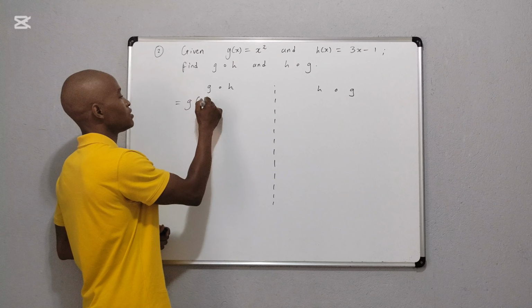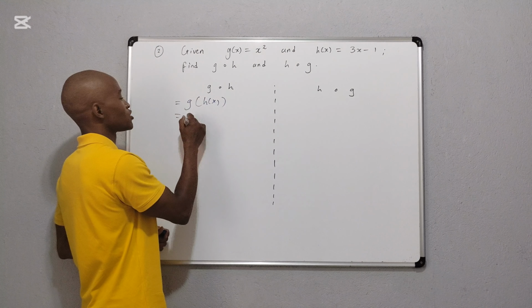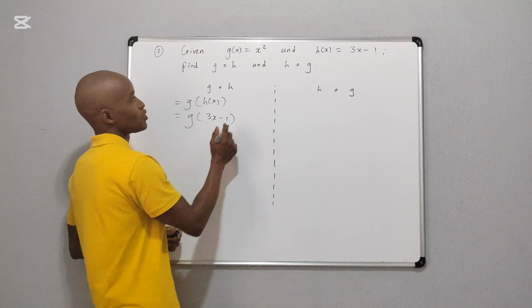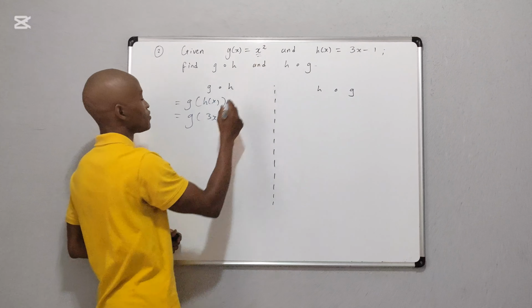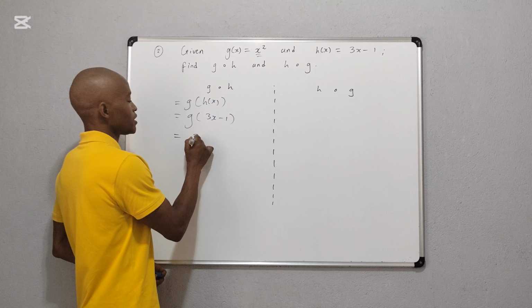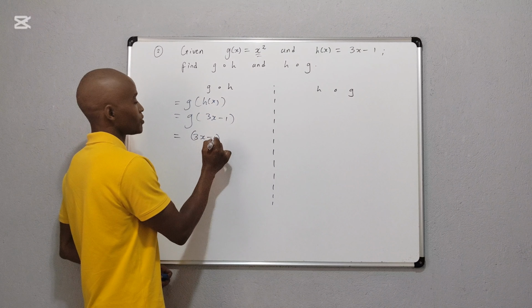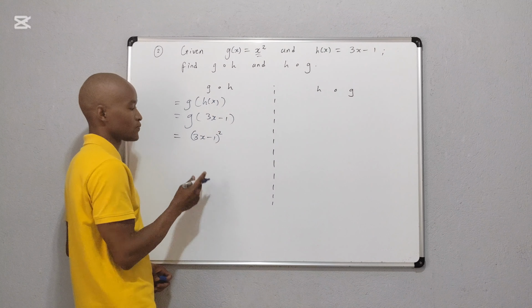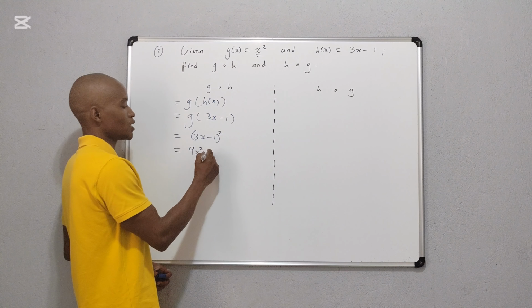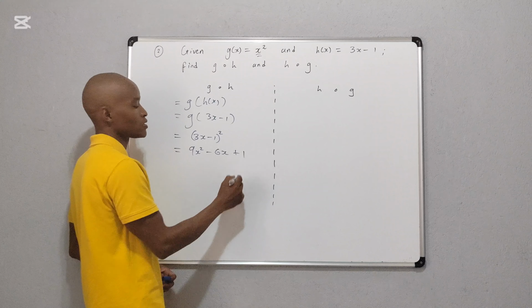This is equal to g composed of h. The expression for h is 3x minus 1. So there's only one term here. It's obvious that we just need to substitute once. So we go 3x minus 1. What must we do? Square this. You can leave it like this, or you can simplify into 9x squared minus 6x plus 1.